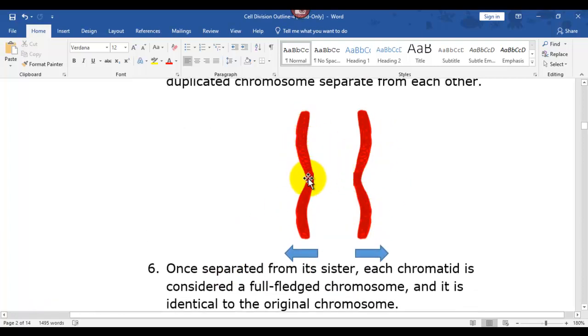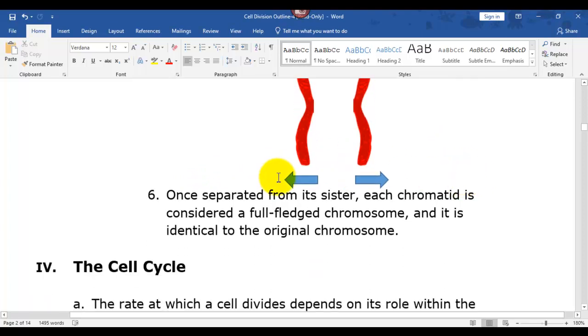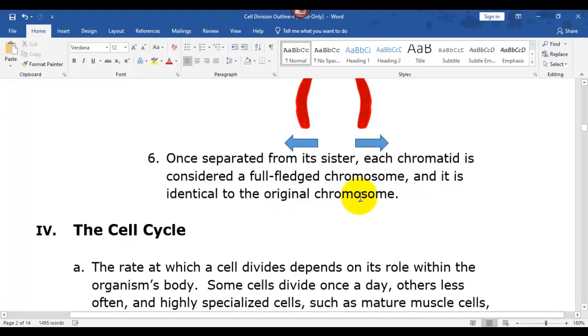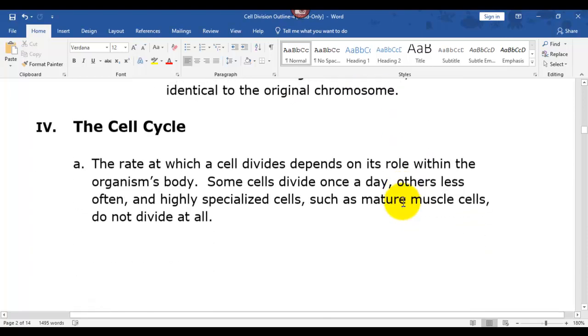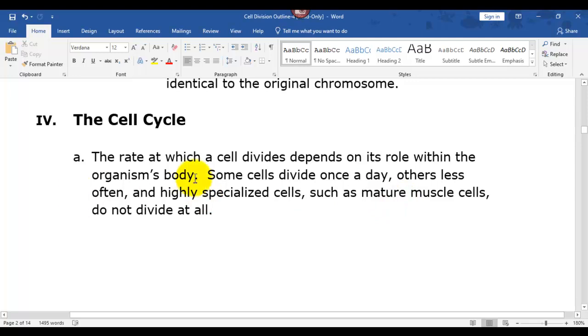And like I said, this would represent 46, and this is 46. So if you're going to make two cells, this is going to go to one cell. This is going to go to the other cell. So once separated from its sister, each chromatid is considered a full-fledged chromosome. And it is identical to the original chromosome. Yeah, it's duplicated.